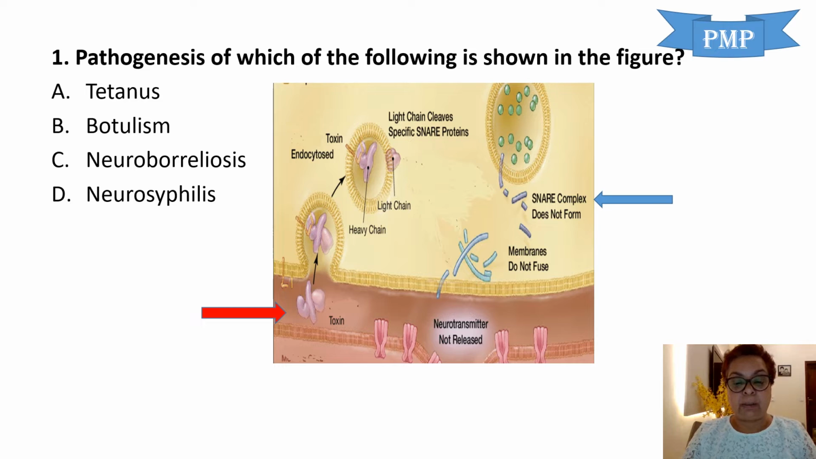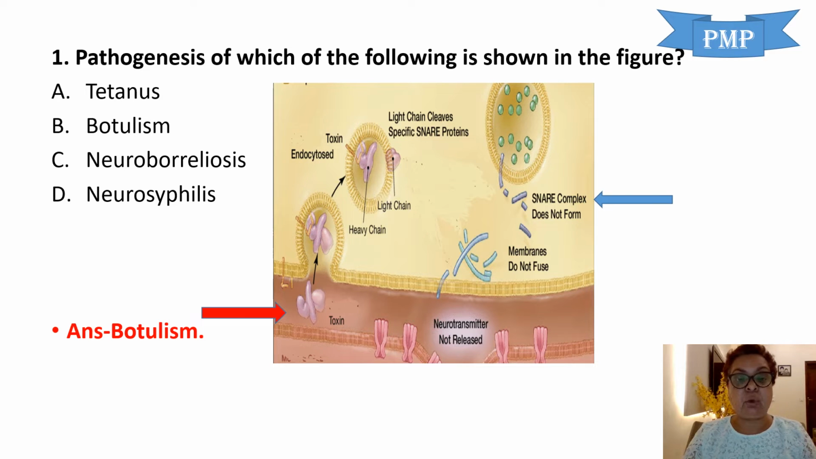Now notice in this figure where I've put the red arrow, that is showing the toxin. This toxin is undergoing receptor mediated endocytosis, and then move on to the blue arrow. What is it doing? It is preventing the SNARE complex from being formed, right? So the answer to this question would be botulism, because the botulinum toxin prevents the fusion of the acetylcholine vesicles with the neuronal membrane.